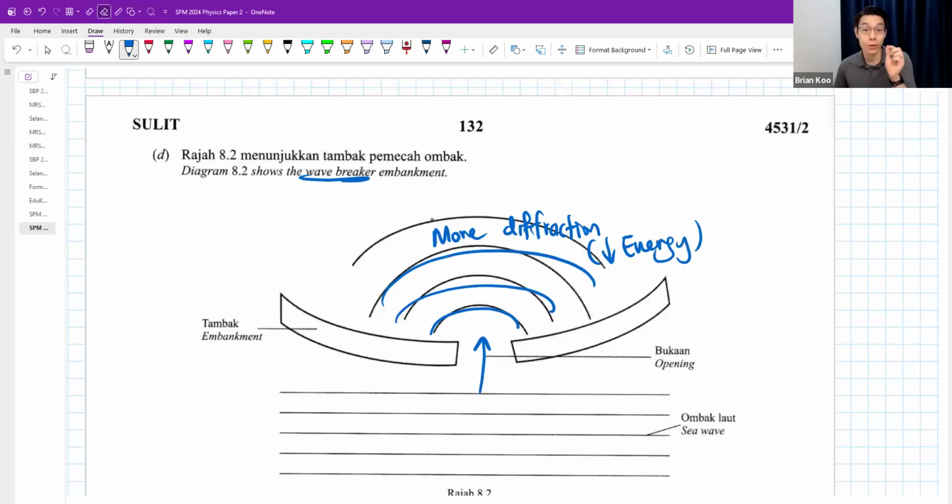And how do I make sure of low energy? I let the gap become small. Less waves go in, less energy. More waves go in, more energy, right? So diffraction is talking about how you make it weaker, how you make it lower energy.